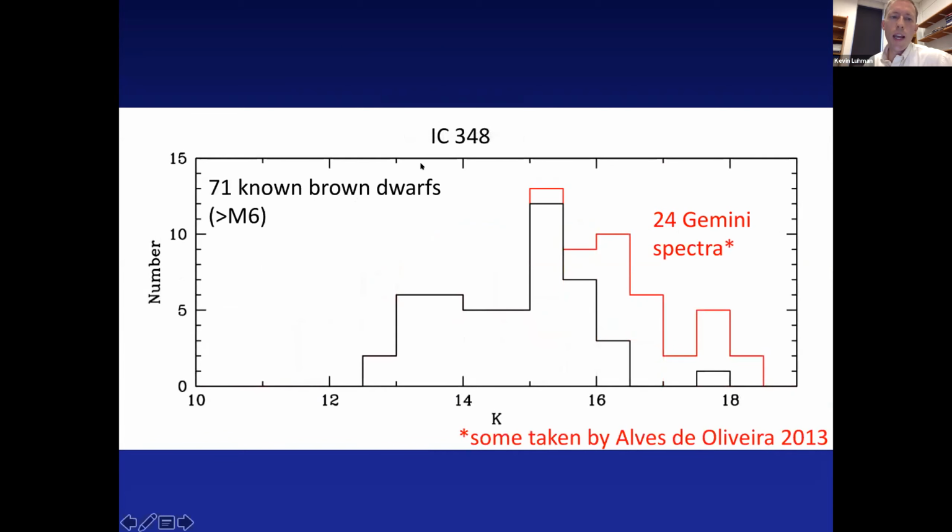Here's IC348. So it has 71 known brown dwarfs. And you can see how most of the faintest ones have been confirmed with Gemini once again, about 24 of them. And some of these spectra were obtained both from my papers and also in this paper as well, with GNIRS.